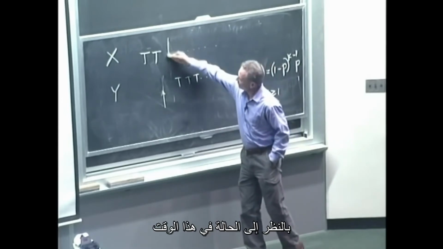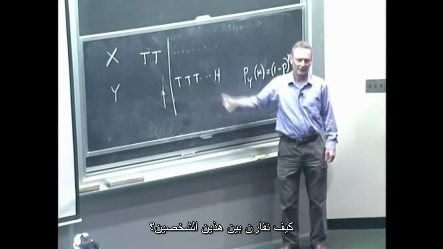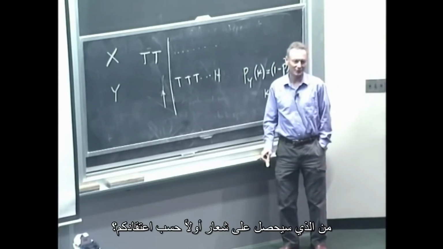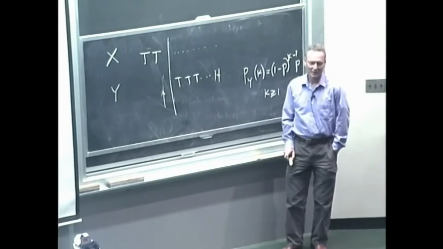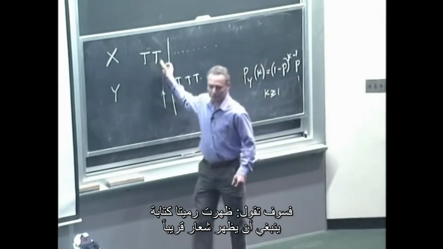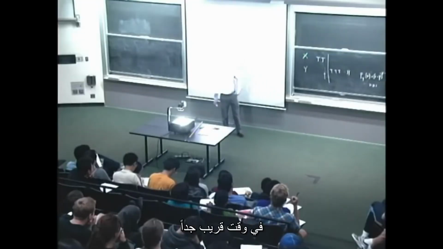Looking at the situation at this time, how do these two people compare? Who do you think is going to obtain heads first? Is one more likely than the other? So if you play at the casino a lot, you'll say, oh, there were two tails in a row, so a head should be coming up sometime soon.